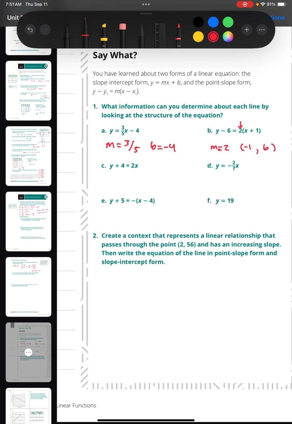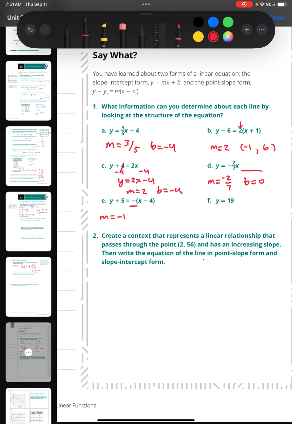C, in the form it's written, we can only initially recognize slope, but if we solve for y, then we are in slope-intercept form, and we have a slope of 2 and a y-intercept of -4. So one step could get us into a form where we could pick out slope and y-intercept. For D, it is solved for y, so it's in slope-intercept form. We got -2/7 for our slope, and there's nothing written here, so that means it's like having a +0. Our y-intercept is 0.